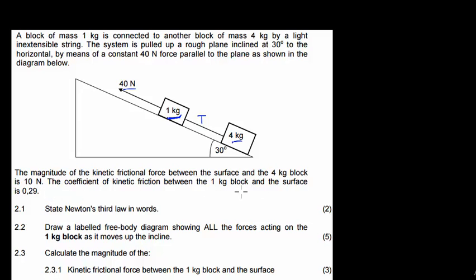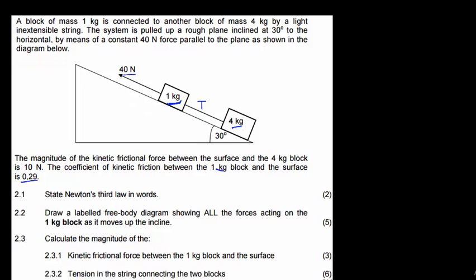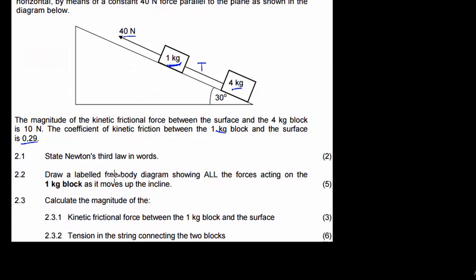The coefficient of kinetic friction between the 1 kilogram block and the surface is 0.29. The first question, and there are a few questions in between, just asked us to calculate the friction that the 1 kilogram block would experience. Quickly, we need it in our second question, where I actually want to use my formula. To get frictional force, we use the coefficient of friction.